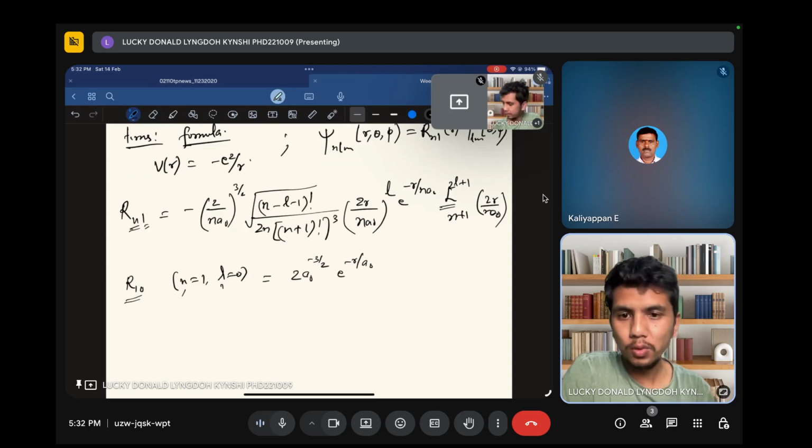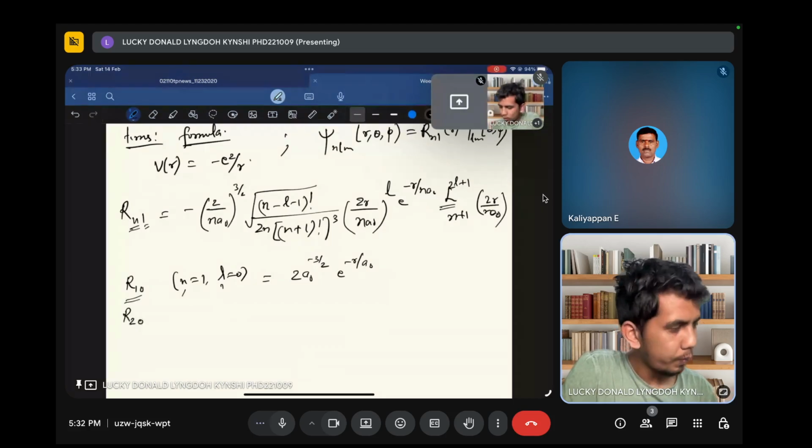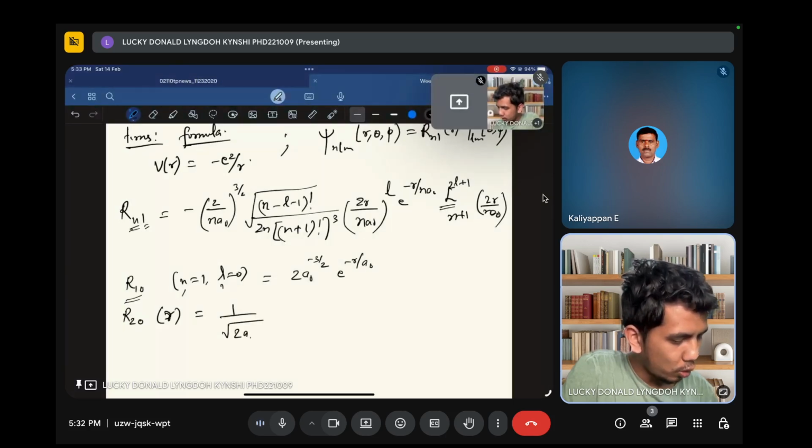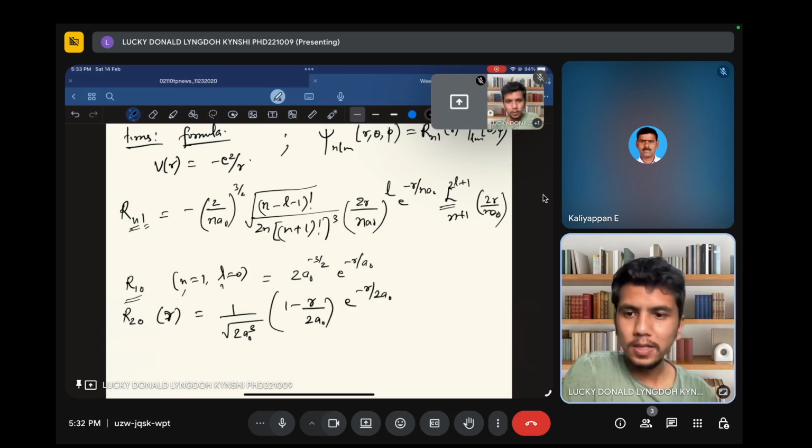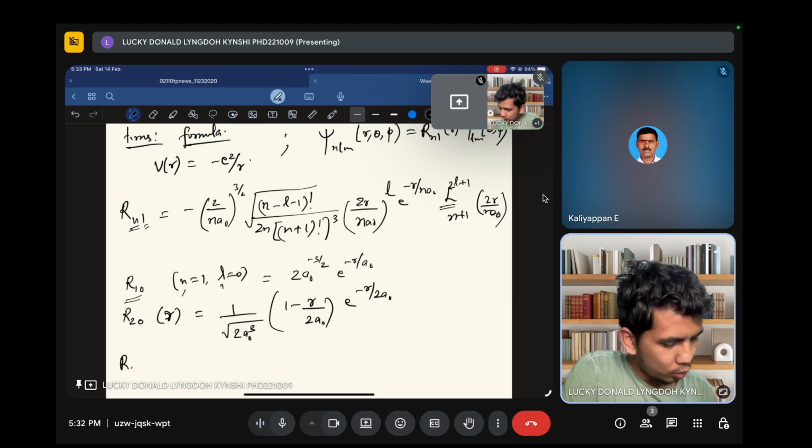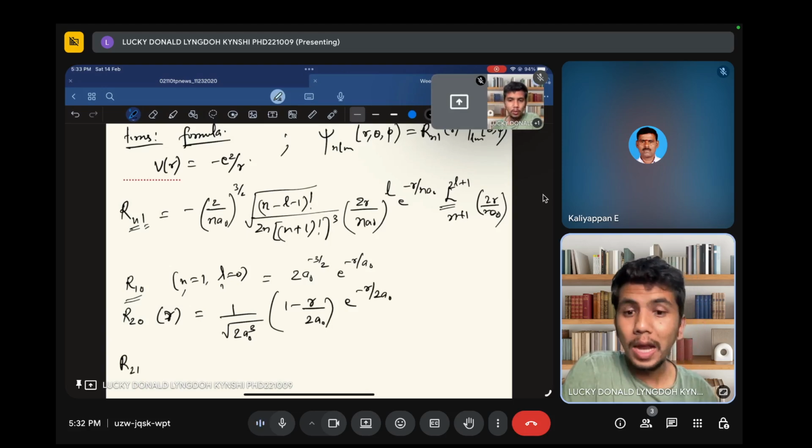I'm just giving you a few terms which are required for this problem. Then R20, which is a function of r, is 1 by 2 a naught cubed, times 1 minus r by 2 a naught, times e to the power minus r by 2 a naught. Okay, this is R20. Then R21, that means n is equal to 2, l is equal to 1.